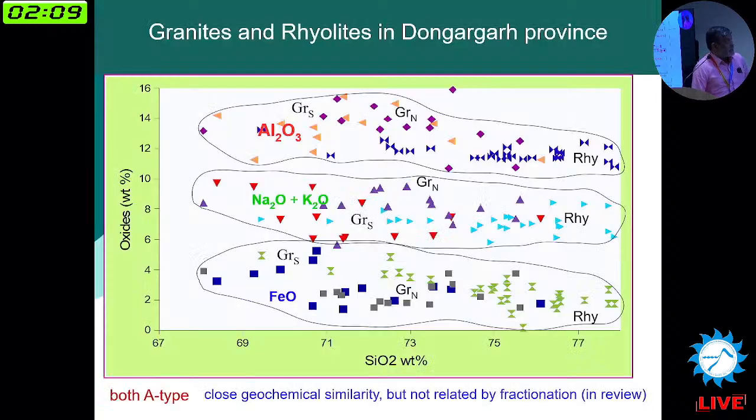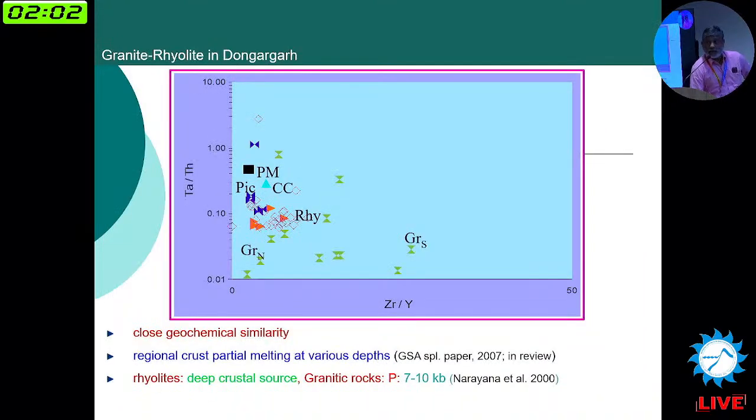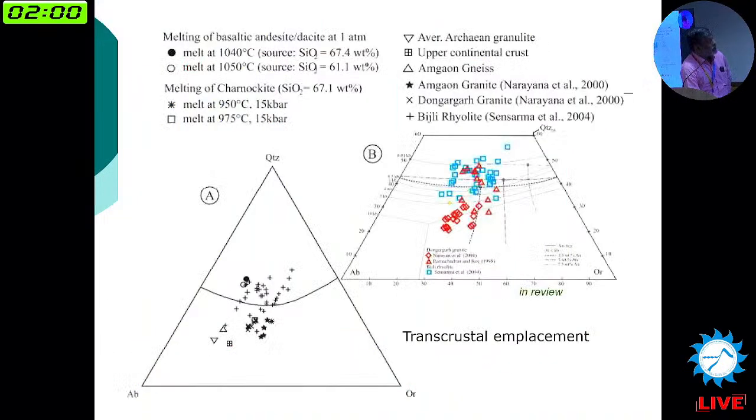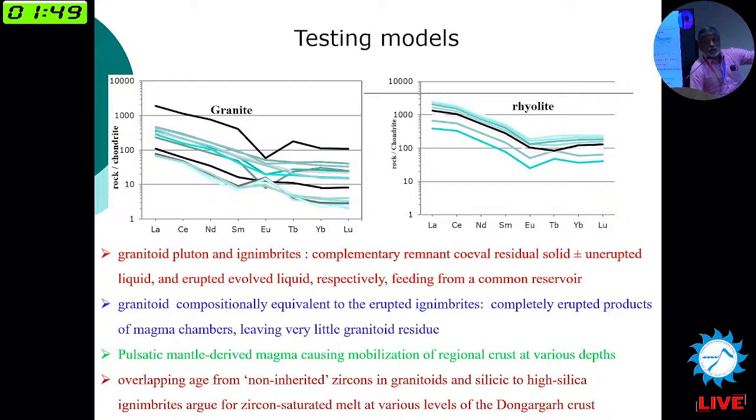The granite and rhyolite have common major element and trace element characteristics, overlapping. And if you plot them in the phase diagrams, some sort of continuous transcrustal relationship could be established between granite and rhyolite. But if I come to the REE pattern, it is a very peculiar situation. The first hypothesis matches in some cases. In some REE plots, your complementary relationship is there.